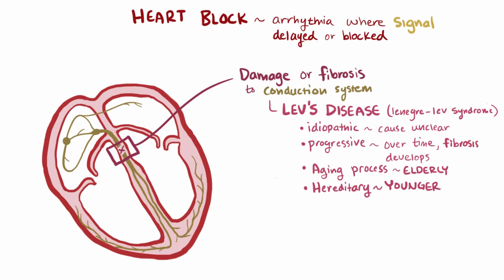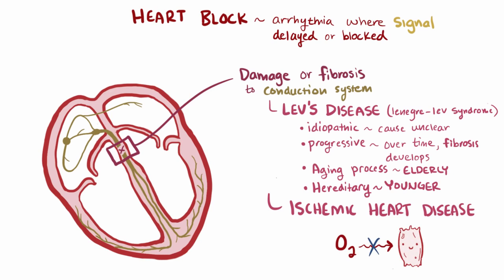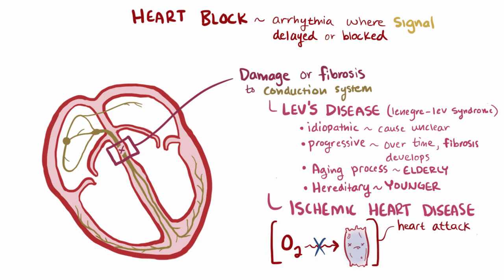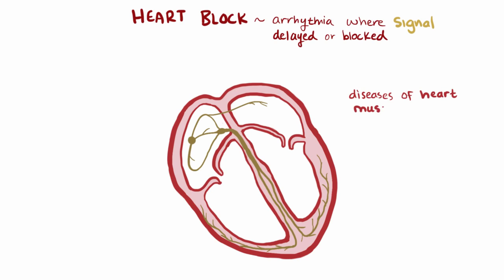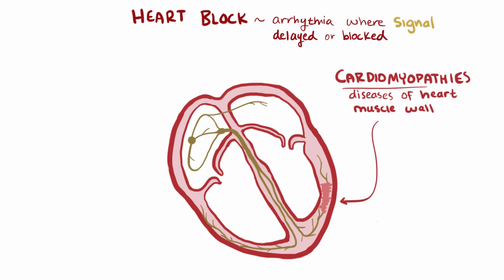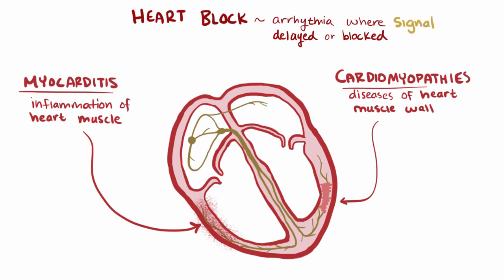Another large proportion of cases, though, are a result of ischemic heart disease, when the heart cells don't receive enough oxygen and can die off, as with a heart attack. This again leaves scar tissue that can block the electrical signal. In fact, it's estimated that about 20% of patients that have a heart attack go on to develop a heart block. Finally, it's worth pointing out that the electrical conduction system is kind of like the electrical wiring in the walls of a house. So it makes sense that diseases of the heart muscle walls, cardiomyopathies, and inflammation of the heart muscle, or myocarditis, can both cause heart block.